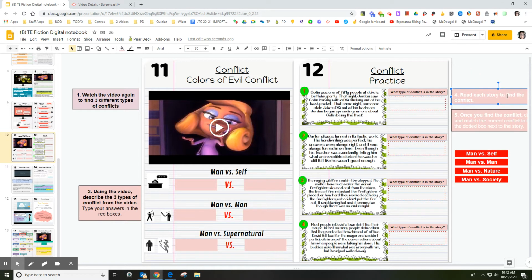You're going to read each story to find the conflict. You're not going to type anything for this. So you're going to read number 1.